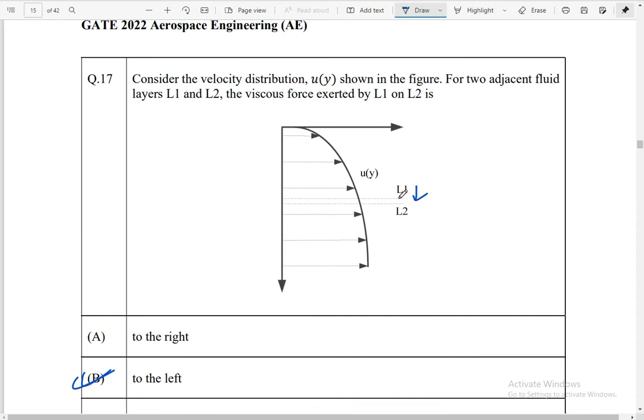For two adjacent fluid layers L1 and L2, the viscous force exerted by L1 on L2. Fluid is flowing from this side, so the force will be exerted to the left.